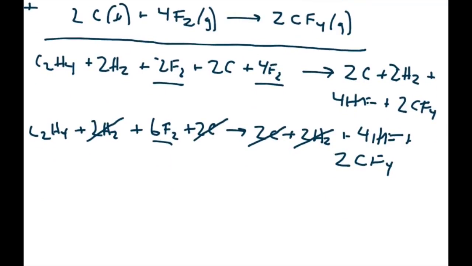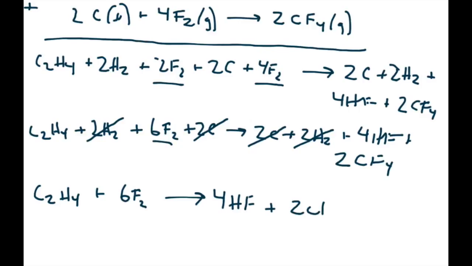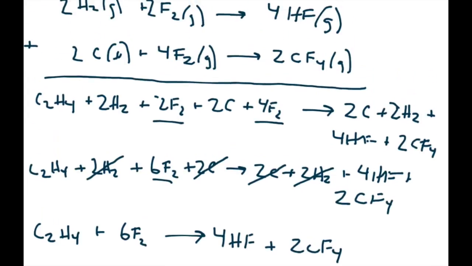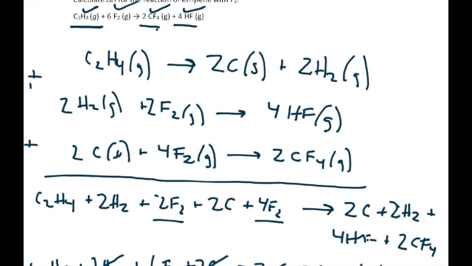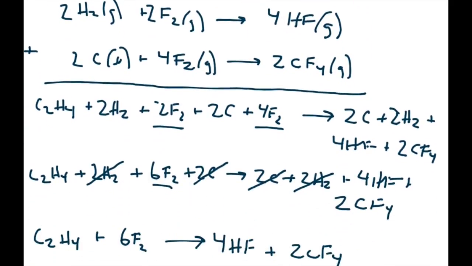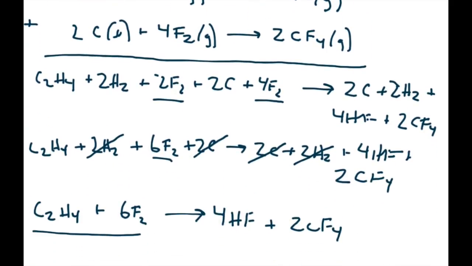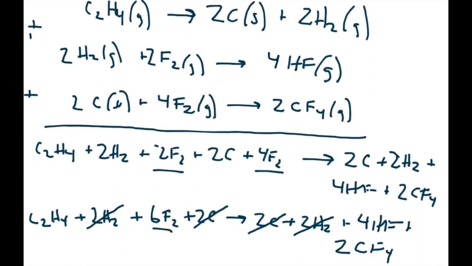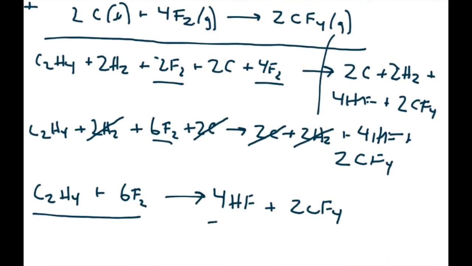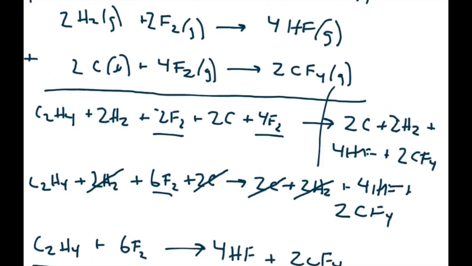So rewriting that reaction again, the overall reaction with everything crossed out that we just did before. Let's see if that matches. So C2H4 plus 6F2. That we have. Good. Gives us 4HF plus 2CF4. That we have. So as you can see, we built up 3 subreactions to equal the total reaction.